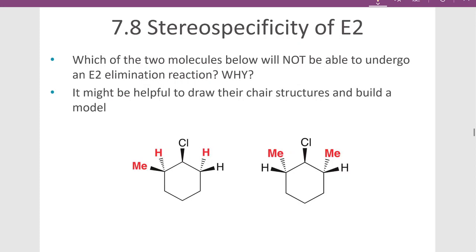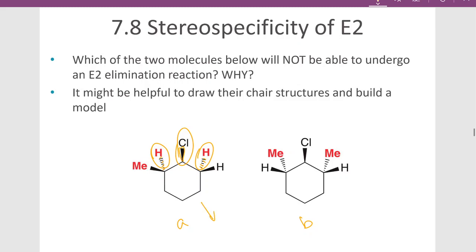Okay, so let's look at this example here, let's call these A and B. For molecule A, we've got a chlorine that has 2 hydrogens anti to it. It's anti because the chlorine is on a wedge and the hydrogens are on dashes, so they're on opposite sides of the ring, trans to each other on that ring. Because of that, we can actually get an elimination reaction to occur, and it can occur on either side.